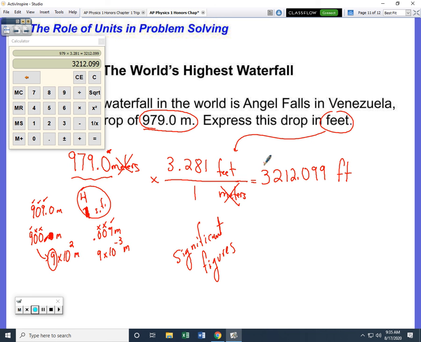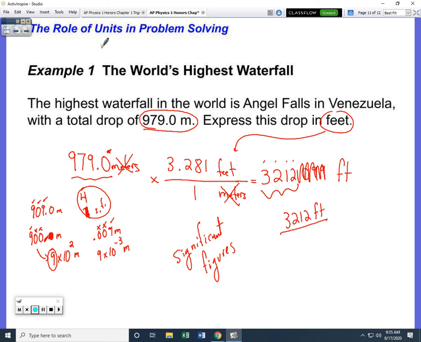So really I've got 1, 2, 3, 4 of them. These don't actually get counted in terms of significance. Basically what that means is my precision. I can only tell you that the height of the falls is 3,212 feet. That's as precise as I can get, to the nearest foot. I can't go to the nearest thousandth of a foot. And it has nothing really to do with the original numbers up here, and we'll see more of this as we implement some other examples.